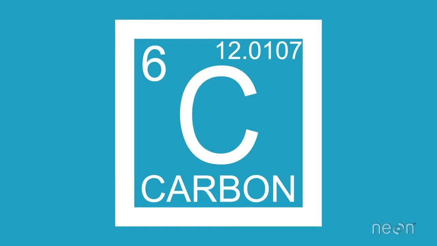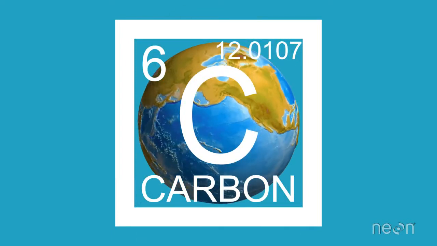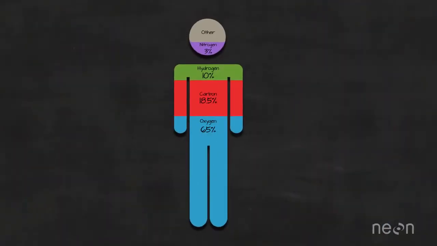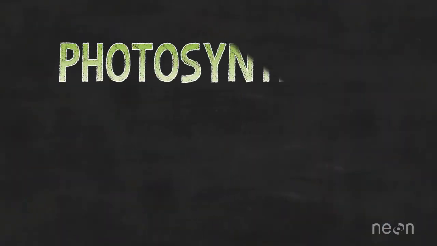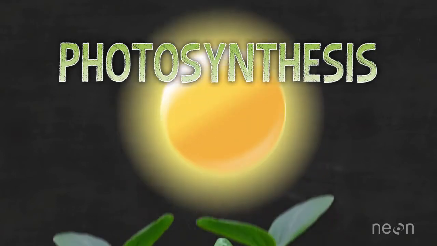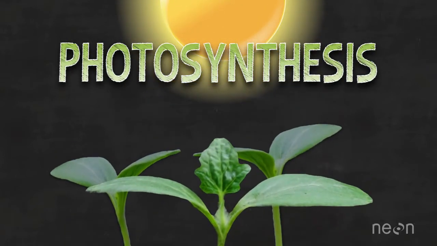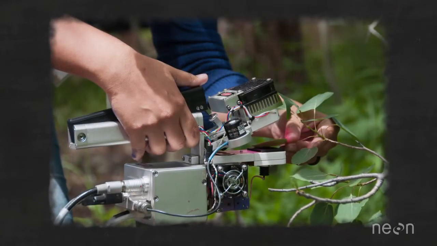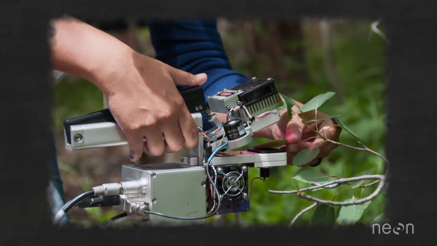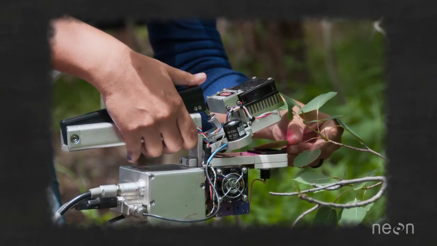Carbon supports life on Earth as we know it. In fact, we humans are 18.5% carbon. Our plant friends produce carbon through a process called photosynthesis. Through photosynthesis, plants provide that delicious oxygen that humans and other animals need and love. So understanding how much photosynthesis is happening tells us a lot about how healthy the plants are in an ecosystem.